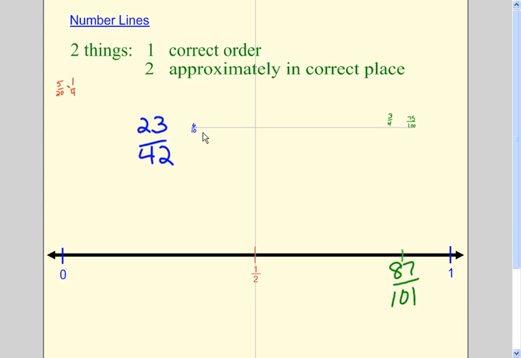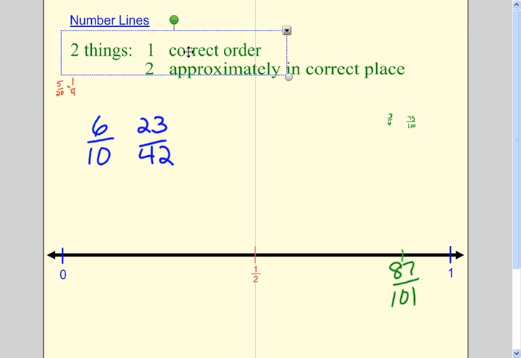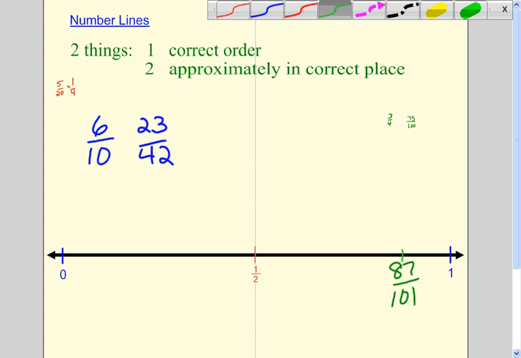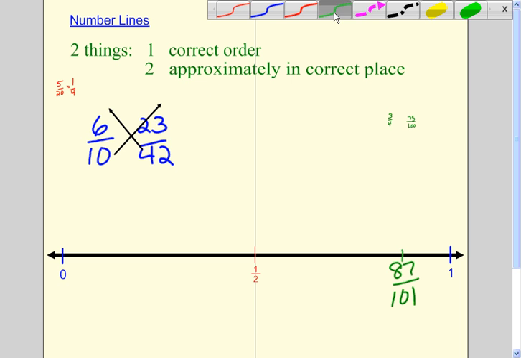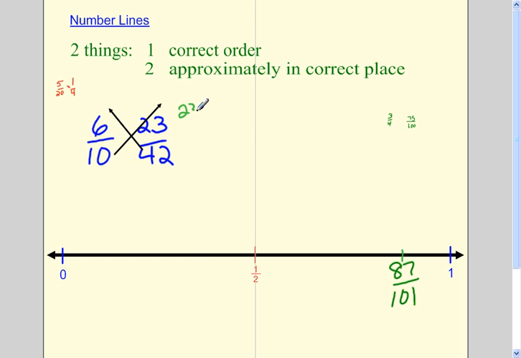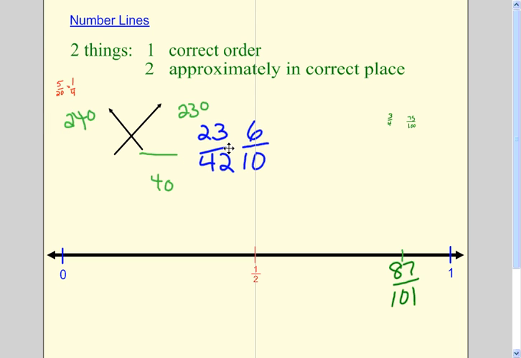So I have the fraction 23/42 and the fraction 6/10. And I want to decide where these go. Well, first thing I need to do is make sure they're in the correct order. So I'm going to just do a cross product to figure out the answer. Well, I know 10 times 23 is 230. That's pretty quick. 42 times 6, I don't really feel like doing, so I'm going to make that a 40. And 6 times 40 is 240, which means that 6 times 42 would be a little bit more than that, which means that 6/10 is greater than 23/42.